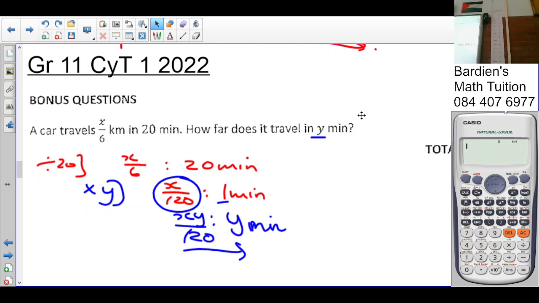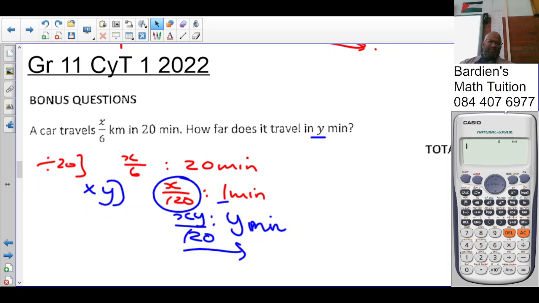No marks. Did I do it wrong? You just check. I'm not saying you did it wrong, but now I want to see, maybe I made a mistake. Is it not marked? You just put a red line. Yep, xy over 120 is correct.